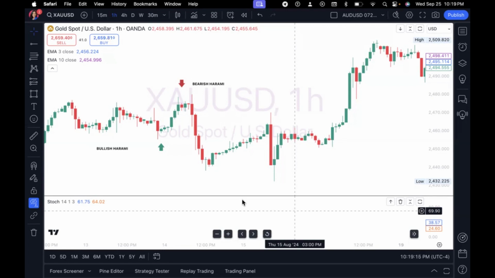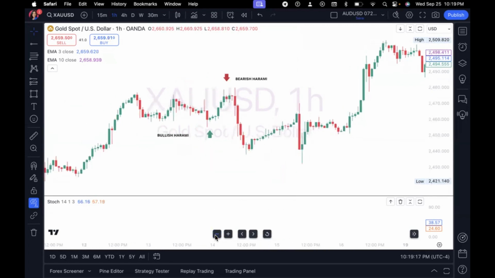Now, if you're completely new to trading, what you do need to understand is that these things that you see on the chart are called candlesticks. If you see one green candle or a series of green candles like this, it usually means that the market is in an uptrend and pushing up. If you see one red candle or a series of red candles like this, it usually means that the market is going to be pushing down.